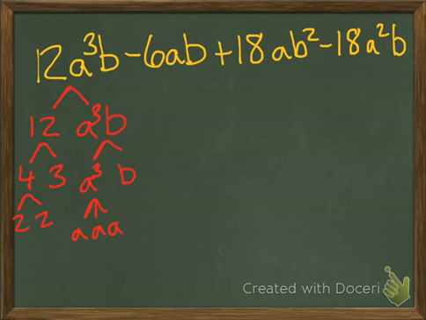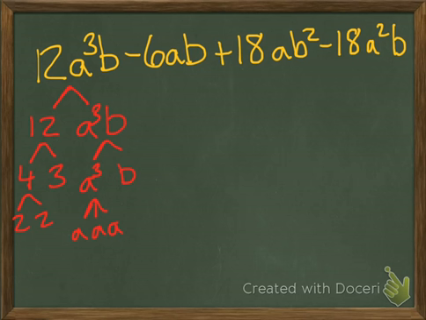Now a cubed b is easy to break up. First it's a cubed times b, and then there's 3 a's. Sometimes we don't even need to do the tree for the variable side of our term, because we can see there's 3 a's just from our exponent on the a, and there's 1 b from our lack of an exponent on the b. We've broken down 12a cubed b as far as it can go.